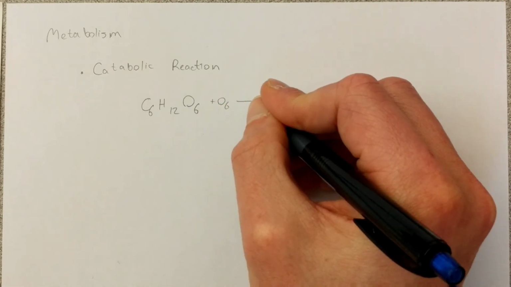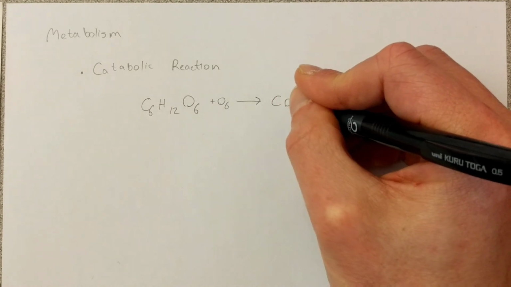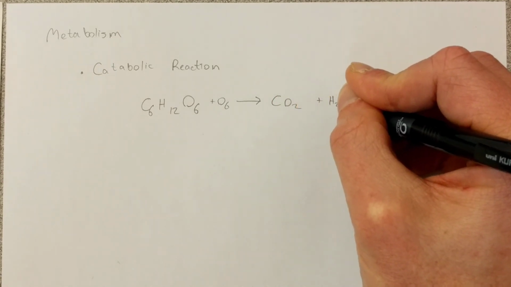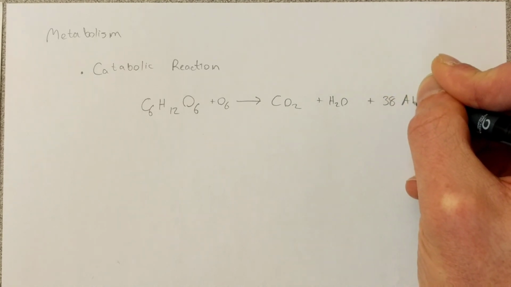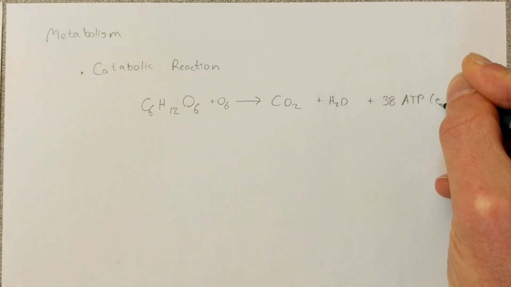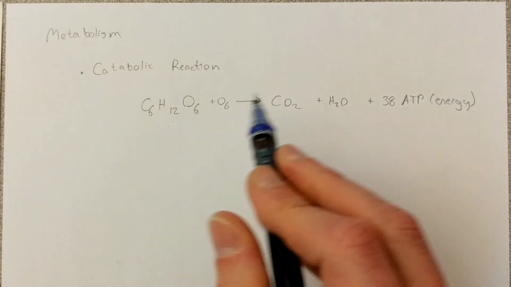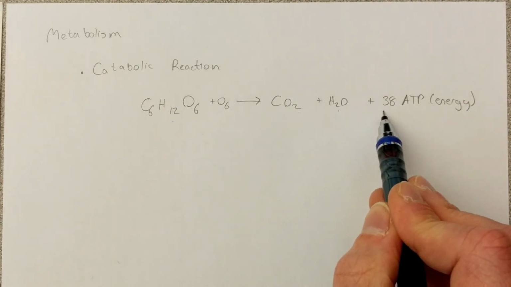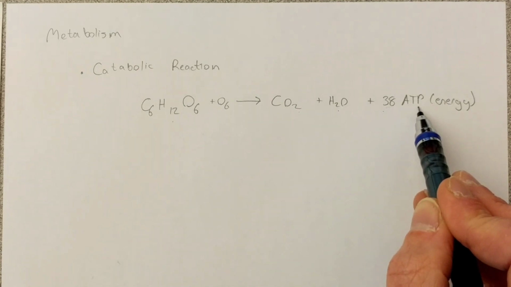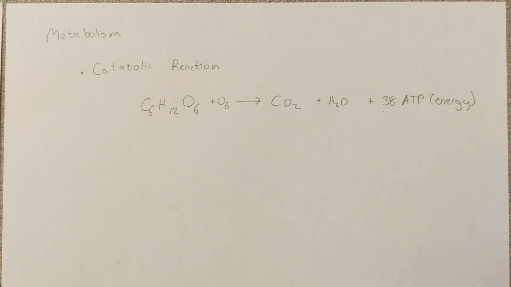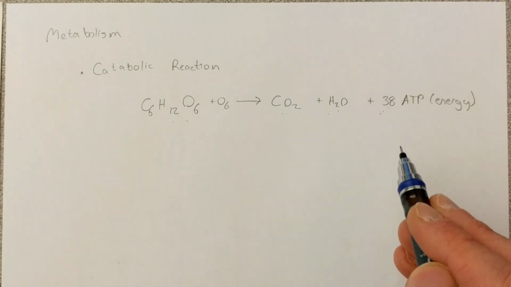We can break that down to create CO2 plus H2O plus ATP in the form of energy. So we went from a large molecule to some smaller molecules. We released energy in the form of ATP in this situation. So this is exothermic, this is catabolic, it's making large molecules into smaller molecules.